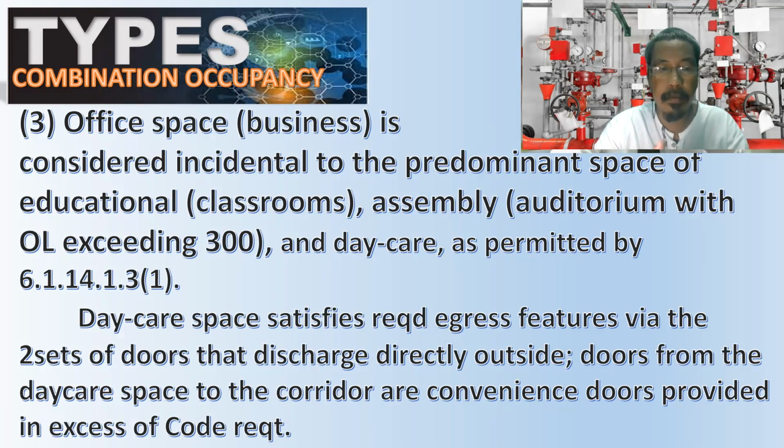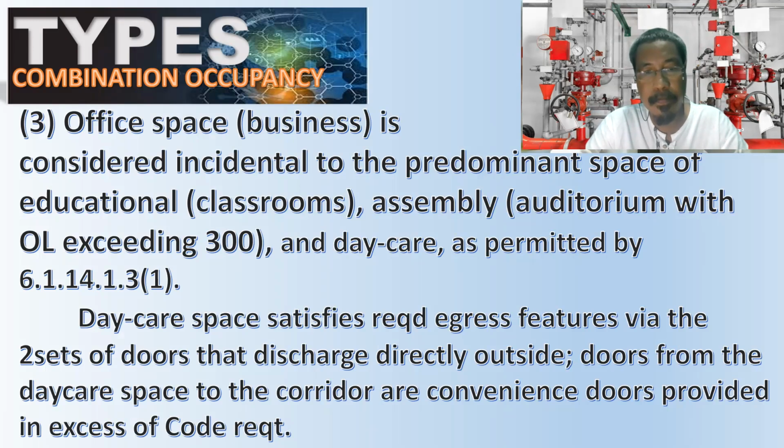So business is an incidental occupancy because it is actually at school. That is a school. Educational with assembly and daycare. And the fourth one is space. So that is why we have 4 different areas.